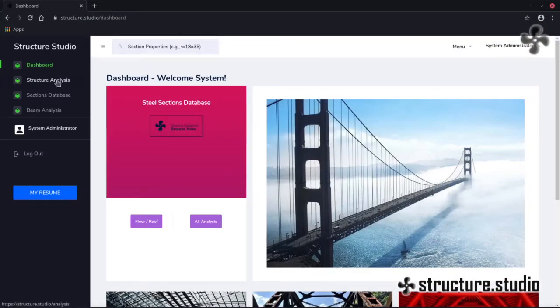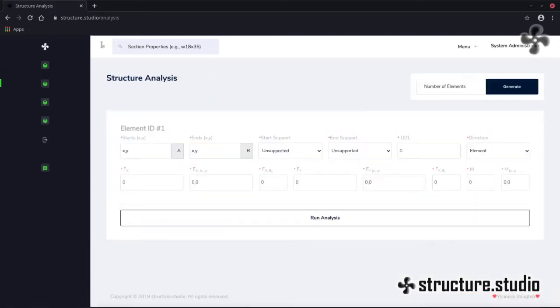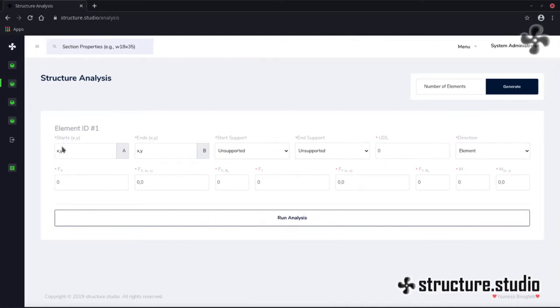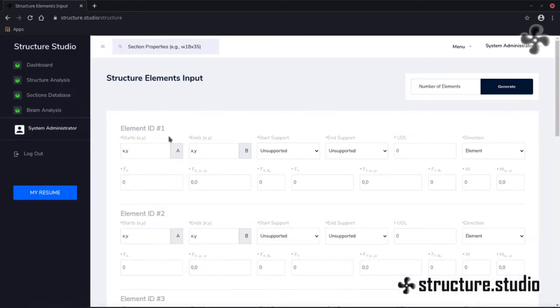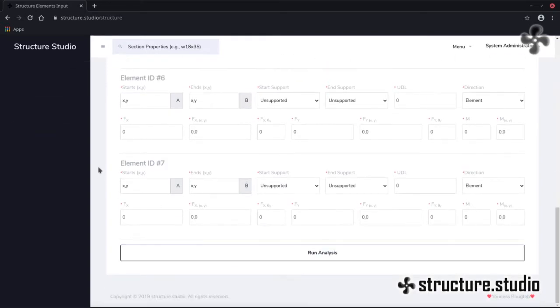Okay, let's visit structure analysis. You can minimize the menu if you want to have more space. So we need 7 elements. It gets you started with 1 element, but you can always generate more here. It generates 7 elements. As you can see, it starts from element ID 1 to element ID 7.